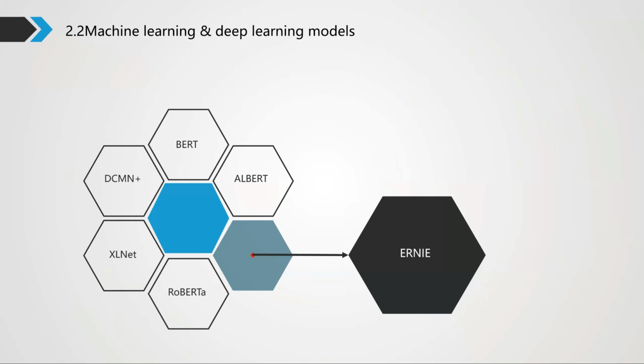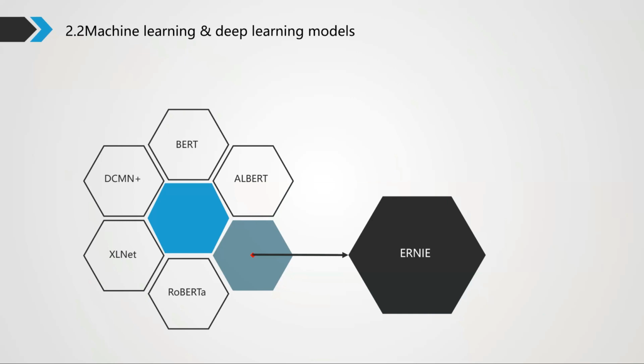And another model called the DCMN Plus, which is a method for multi-choice reading comprehension, the dual co-matching network model, and other models such as the Albert model, the XLNet model proposed by Yang, and the RoBERTa model proposed by Liu, also have a good performance for different downstream tasks.